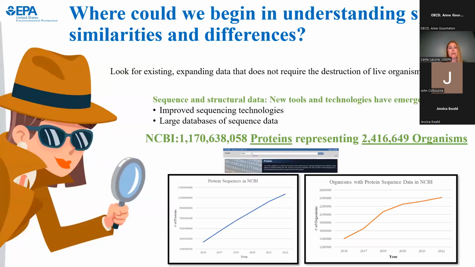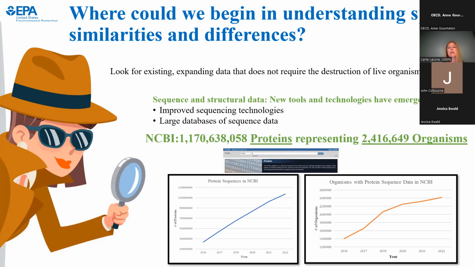So, in starting to think about species extrapolation, we can begin to understand similarities and differences between species by looking specifically at existing information. So with proteins, and actually we were talking quite a bit about genes, there's expanding databases because sequencing technologies have become so much more efficient and improved. So this is just an example from the National Center for Biotechnology Information, where the protein database itself is over 1 billion proteins representing over 2 million organisms.